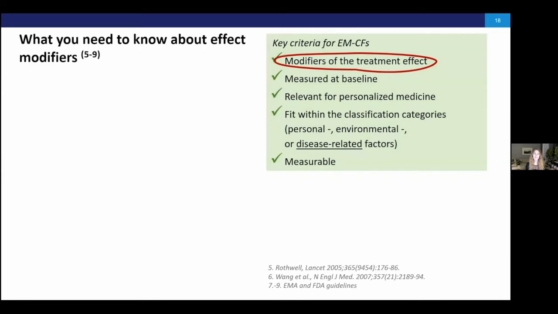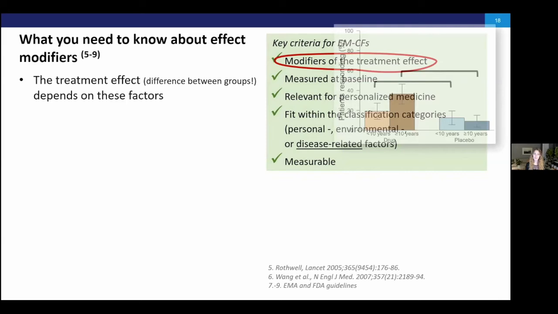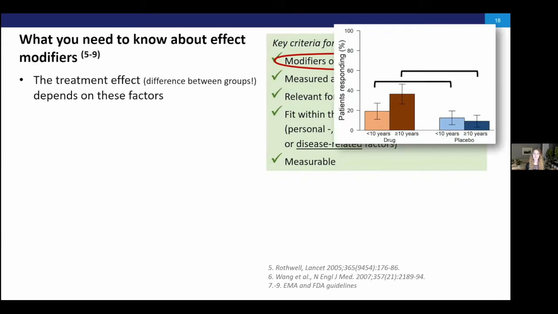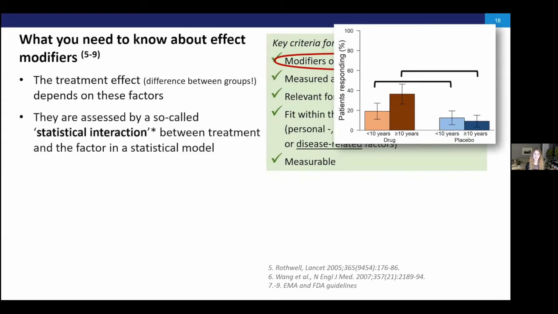Effect modifiers is a huge topic, but I'll try to keep it simple. When a factor modifies a treatment effect, it means that the treatment effect depends on this factor, like we saw in our example. To assess whether a factor is an effect modifier, you look for a so-called statistical interaction between the treatment and the factor in a statistical model. If you're not familiar with statistics, you just need to know that these tests are important, and they're usually referred to as test for interaction, test for moderators, test for subgroup effect, or similar.